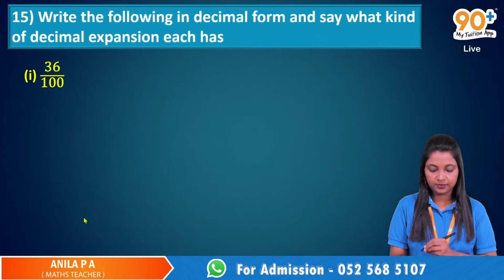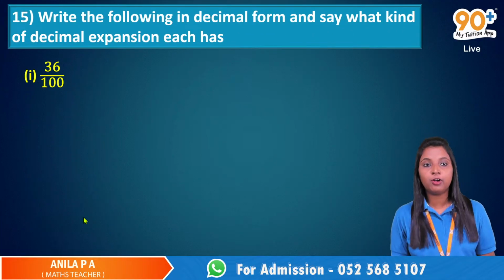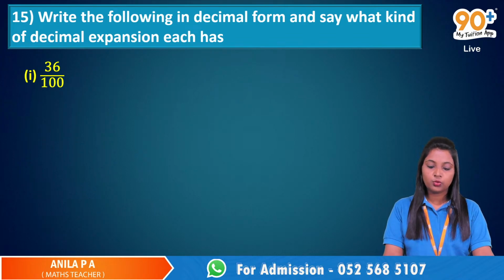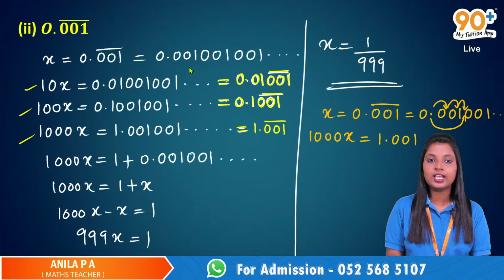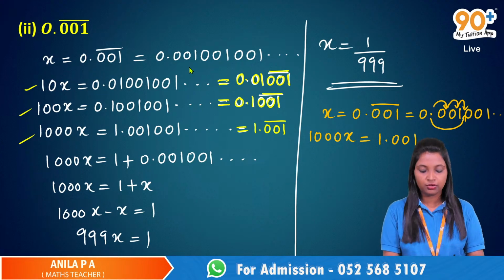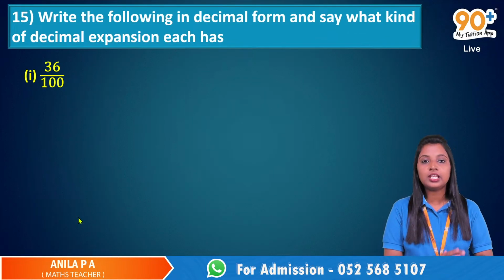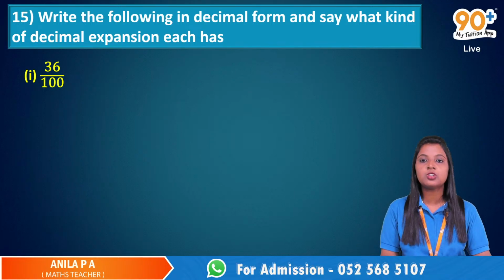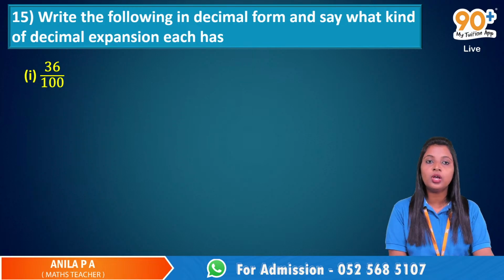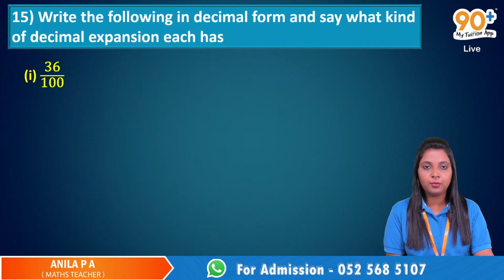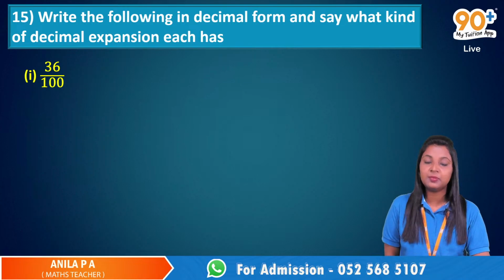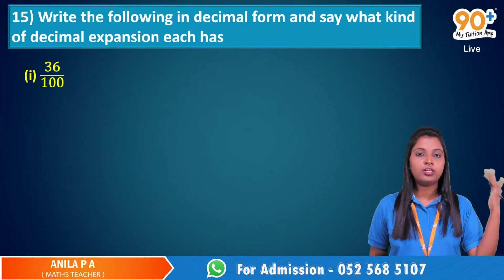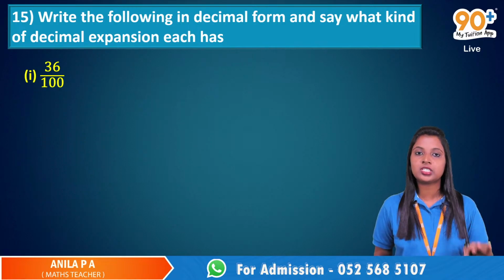Now, write the following in decimal form and say what kind of decimal expansion each has. The previous questions were such that you had to convert to p by q form, and here the p by q form is already given. You have to write the decimal form and tell me what kind of decimal expansion each has, which means terminating, non-terminating recurring, or non-terminating non-recurring.